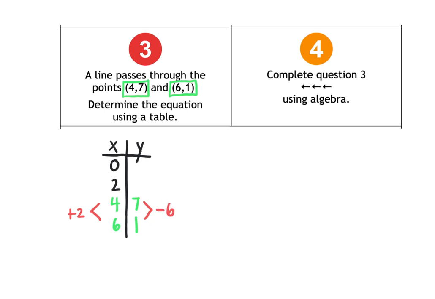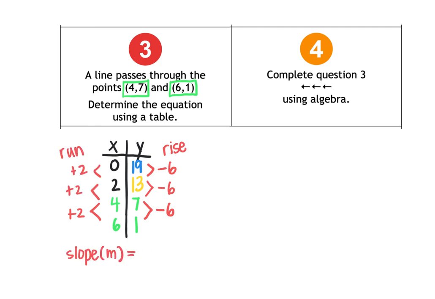We can see that because that's the difference between 7 and 1. It's going down by 6. So we can backtrack this to know that if we started at 13 and took away 6, we'd get to 7. And if we started at 19 and took away 6, we would get to 13. This means that we have a rise of -6 and a run of 2, or a slope of -3.